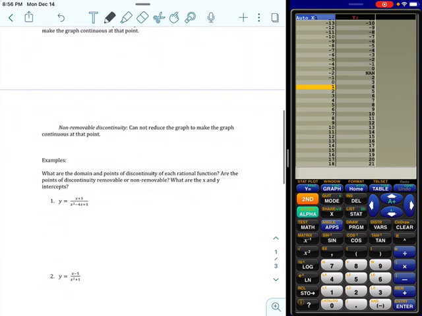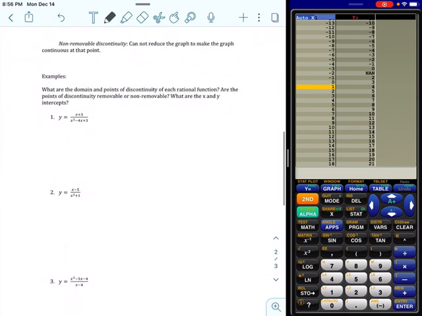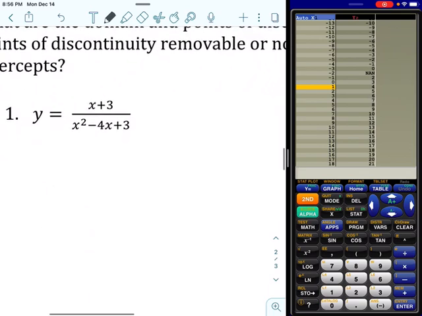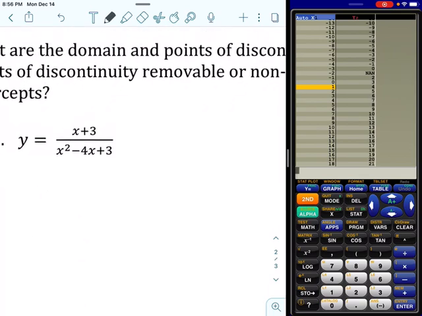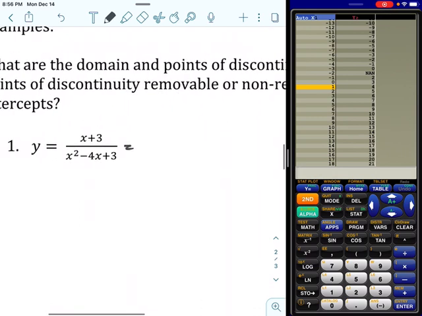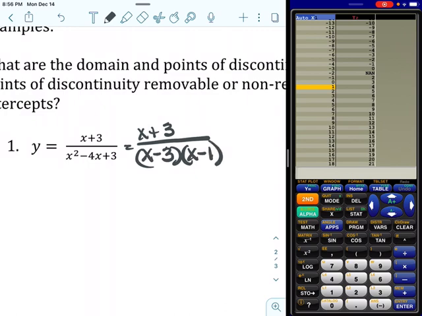Okay, so let's take a look at some examples. All right, so what are the domain and the points of discontinuity for each function? Are they removable or non-removable? And where do they cross the x-axis? All right, so I believe, let me see if I have this backwards, and I do. All right, so you know what's going to make life easier if we factor the denominator? Let's do that. Because if it's removable, we might be able to cancel something out. Nope, that doesn't reduce.